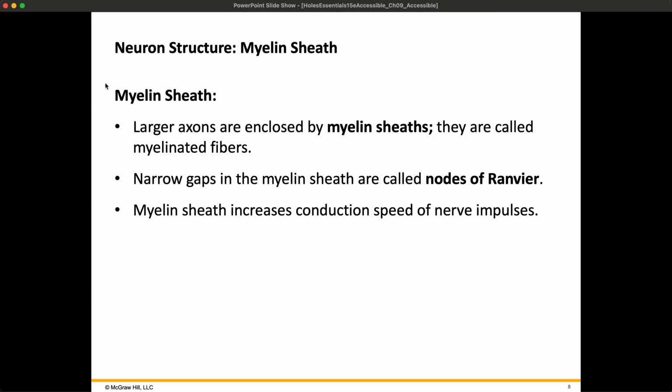Neurons may also have a myelin sheath. This is not all of them, but some of them do. Myelin is this fatty sheath that covers large axons. They're called the myelinated fibers. And in those myelinated fibers, they have gaps.